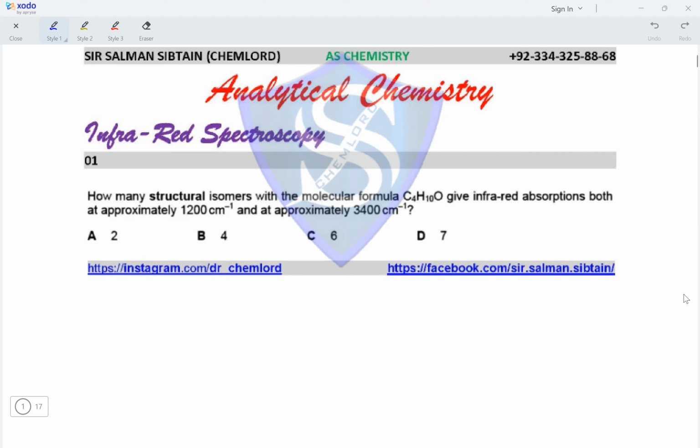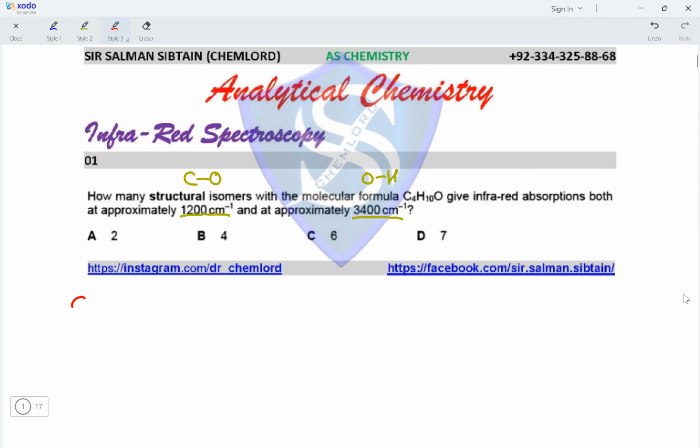Question 1. How many structural isomers with the molecular formula C4H10O give infrared absorptions both at approximately 1200 wave numbers and at approximately 3400 wave numbers? These values correspond to, for the 1200 wave number, a C single bond O group being present, and that at 3400 wave number, it corresponds to an OH group from an alcohol being present. So what we need to do is make structural isomers of alcohol.